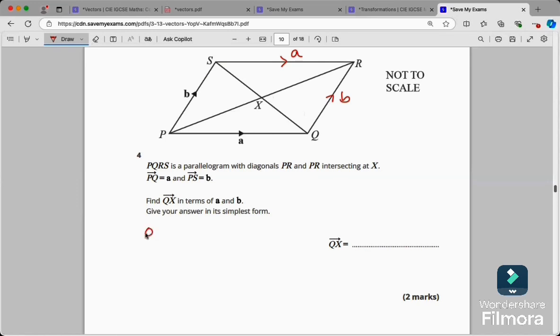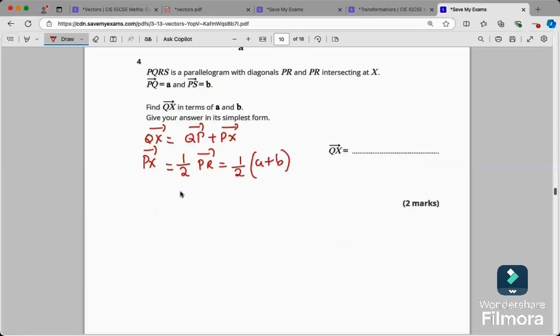So QX, you can write as Q to P and P to X, right? So Q to P we already know which is A, and X is the midpoint on the PR, isn't it? So we need to find out PX first. So PX is half of PR. What is PR? P to Q, Q to R, which is A plus B, right? Which is A plus B.